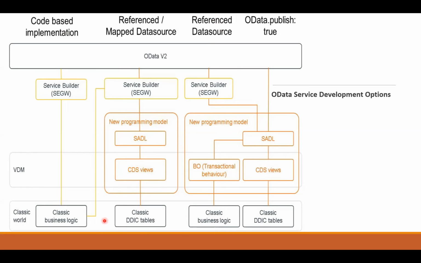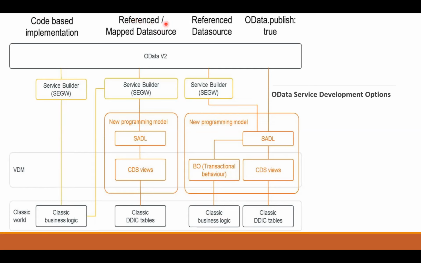So here, if you see, we have these many types of OData implementations. We started with code-based implementation. So right here, it is a code-based implementation, where we build the logic using the SEGW transaction code and publish it as an OData service. We are almost finished with this, except for a couple of concepts.